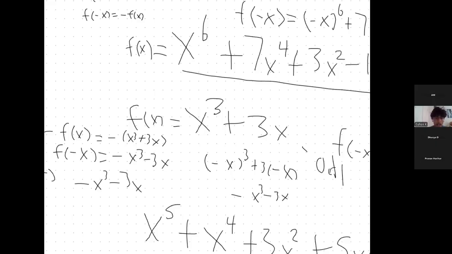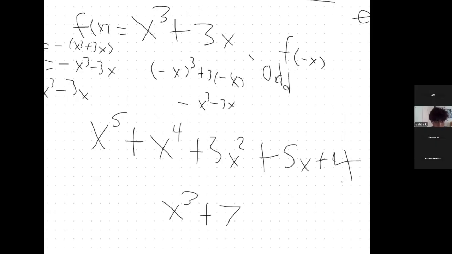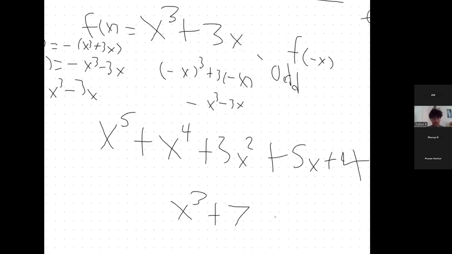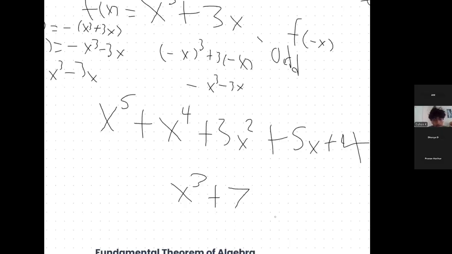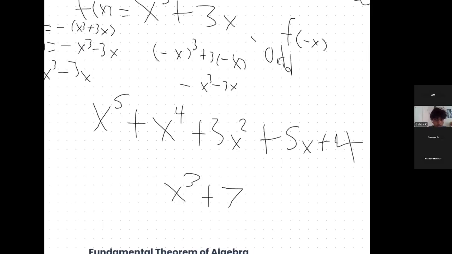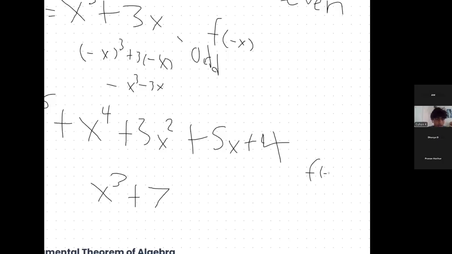Now I want you guys to look at these two functions before I give you a trick, and I want you to find if they're even, odd, or neither. So, x to the fifth plus x to the fourth plus 3x squared plus 5x plus 4. First we'll test if this is an even function, checking for f of negative x. To do this, we plug in negative x in all of the places where there's x.